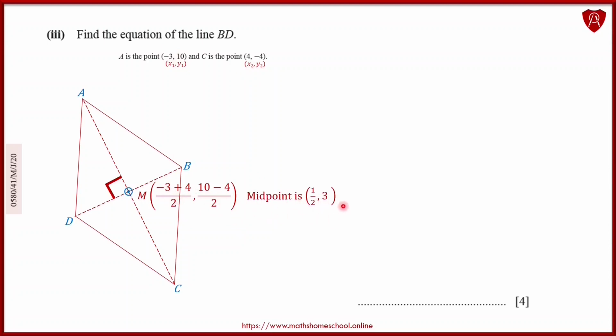We need the midpoint as one of the points on BD, and we also need the gradient of BD. Since AC and BD are perpendicular, we can find the gradient of BD using this formula. The gradient of BD, M2, is -1 over M1. M1 is the gradient of the other line, which we found. This is the relationship between the gradients of 2 perpendicular lines.